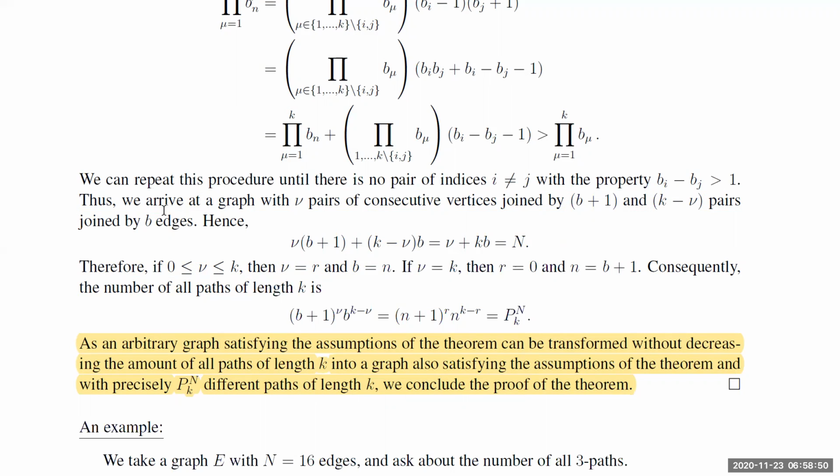All right? So this means that if I take any graph whatsoever, satisfying the assumptions of the theorem, it cannot have more than p and k different paths of length k, because I can transform it by an algorithm that does not decrease the amount of different paths of length k to a graph which has exactly p and k many paths of length k, which proves that this is a bound for all graphs. And this bound is achieved by the reasoning above. So we conclude the proof of the theorem.